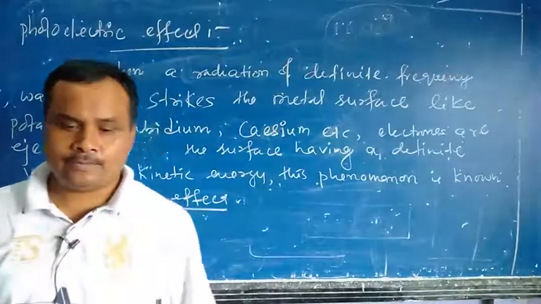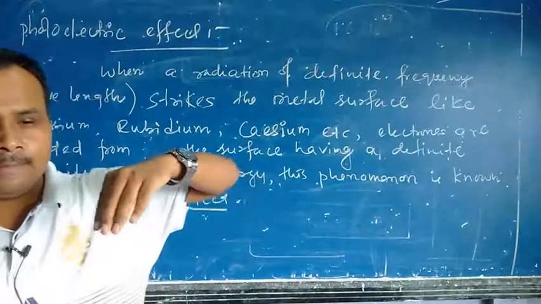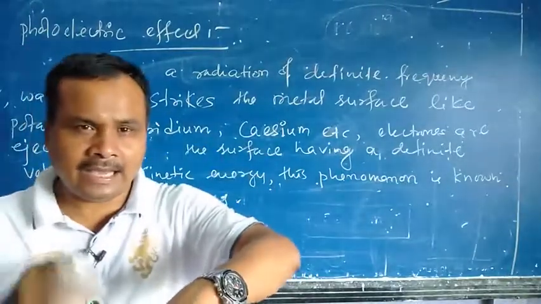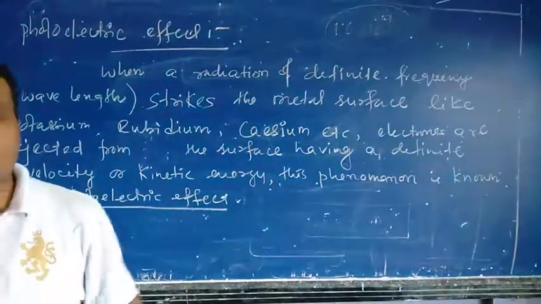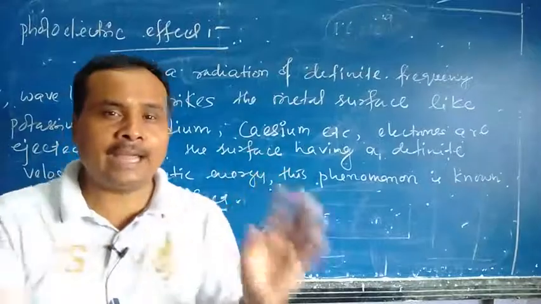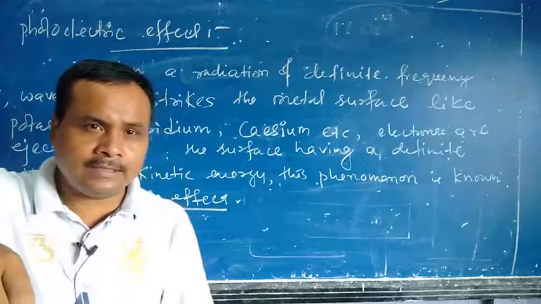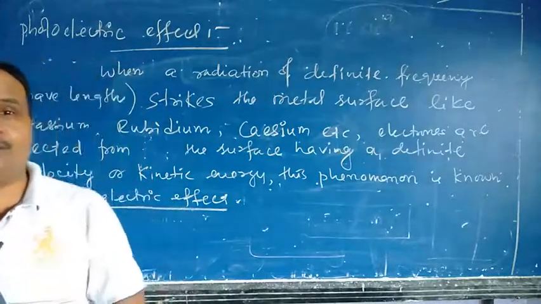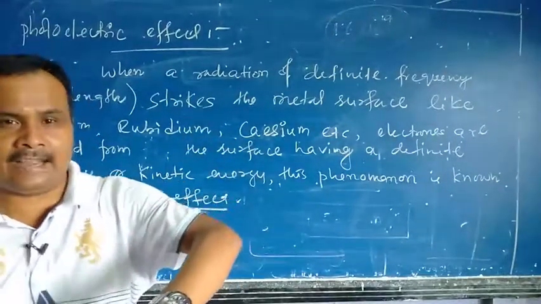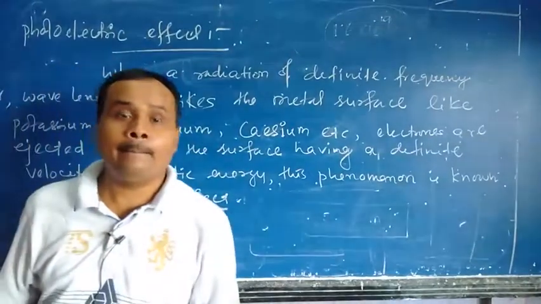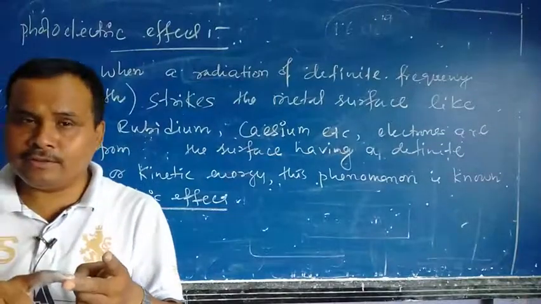Second observation, he observed that जब मेटल सरफेस में रेडिएशन स्ट्राइक करता है, as soon as electrons are ejected from the metal surface, there is no time gap between the fall of radiation on the metal surface and ejection of electron from the metal surface. जब रेडिएशन स्ट्राइक कर देता है मेटल सरफेस पे, as soon as, electrons are ejected from the metal surface. So this is one of the observations. So these are two observations.